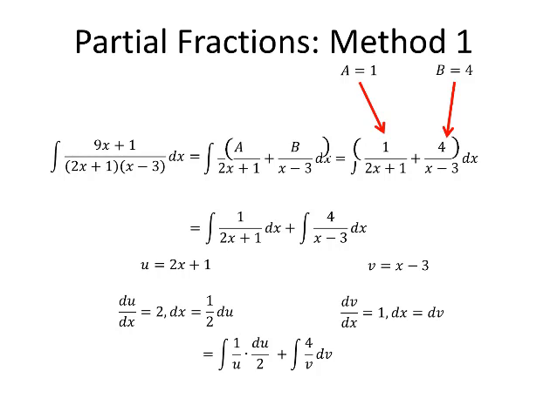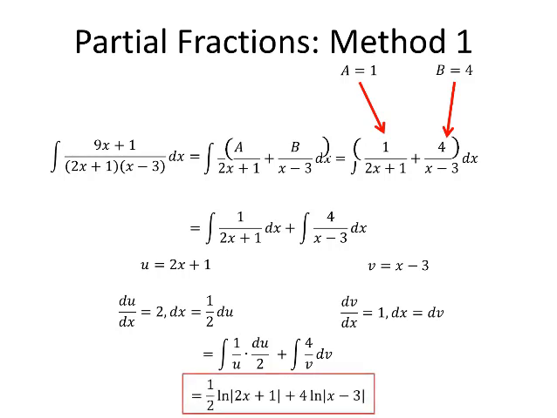So the final step here is just to apply our basic integration rules, and we get that this is equal to 1/2 the natural log of absolute value of 2x plus 1 plus 4 natural log of absolute value of x minus 3. So you can see the basic strategy here was we took a complicated rational function, we broke it down into two different functions that we could easily solve for, and then we applied our basic integration rules after, of course, applying a simple u substitution. So this is how you use partial fractions.